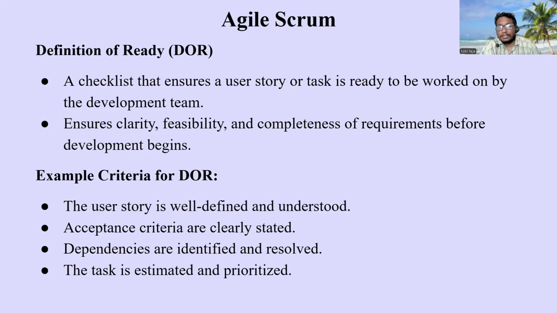It ensures clarity, feasibility, and completeness of requirements before development begins. So the user story will have perfect requirements. Example criteria for DOR: the user story is well defined and understood. As I said before, it should have perfect requirements and be perfectly crafted. The format of the user story is: as a user, I want, so that I can.